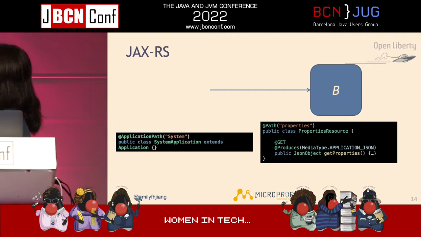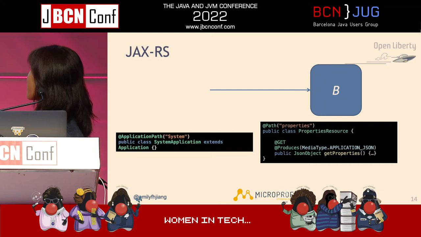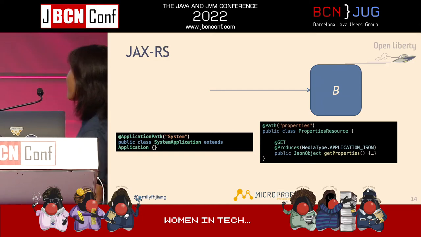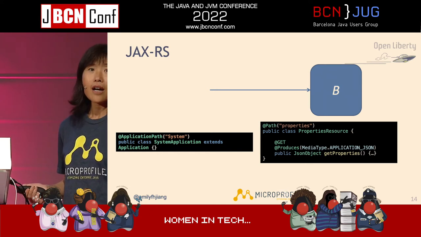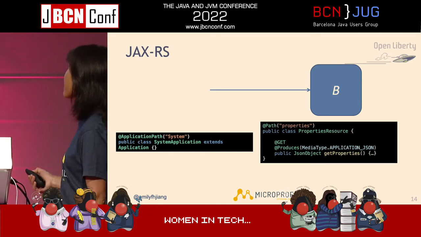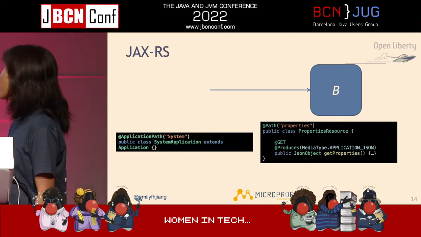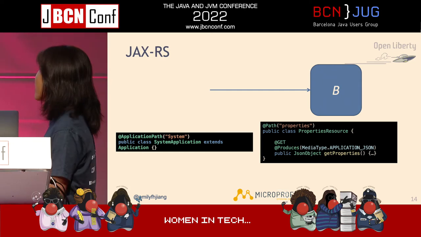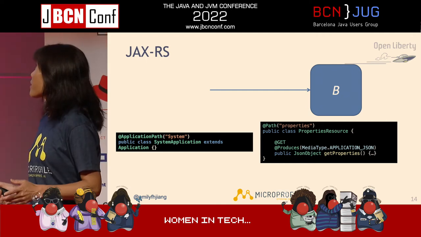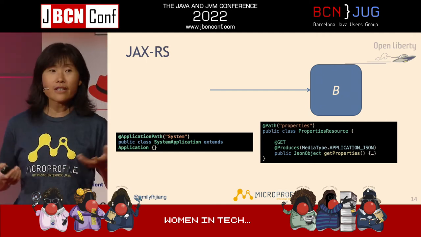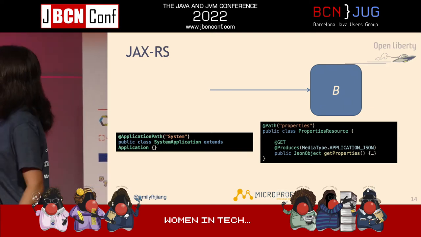If you don't know it, basically you just need two classes. You create a class Application, and then you create a JAX-RS resource. You can use GET and PUT and POST and DELETE, et cetera. This is pretty much standard REST. With these two classes, you immediately get the endpoints /system and /properties. Other applications can directly invoke it.